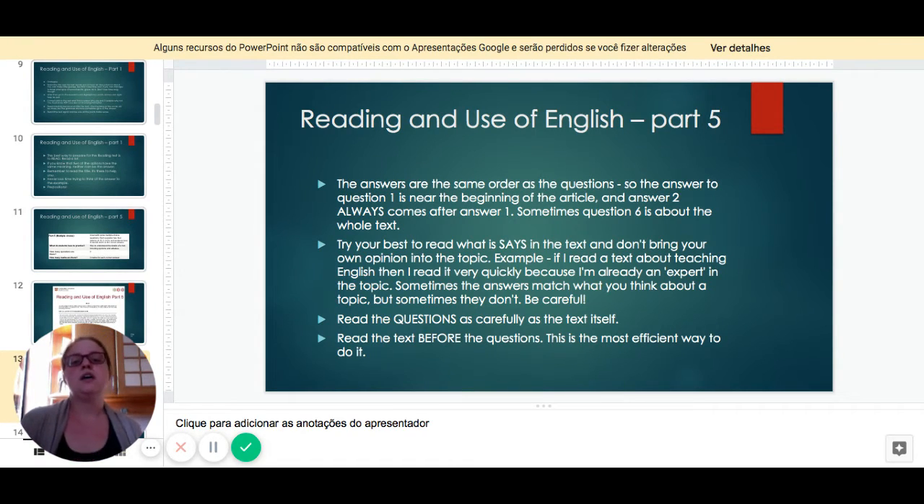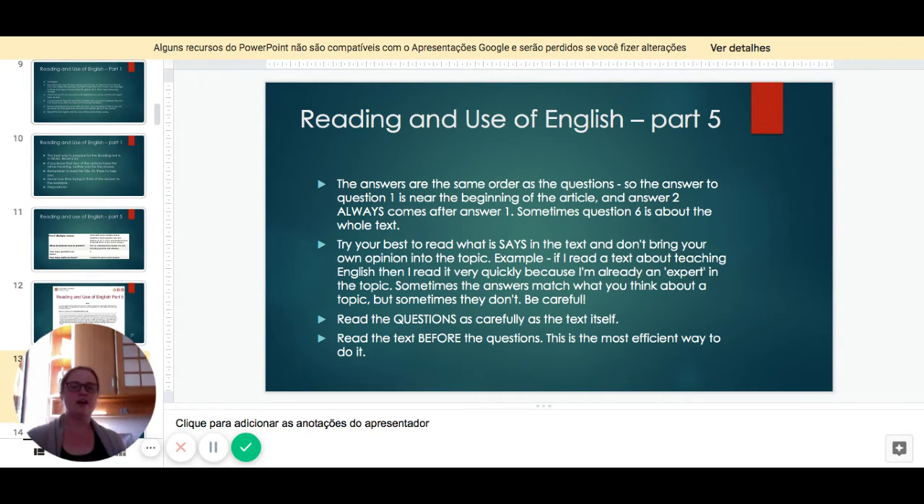Okay. It's very difficult in the case of these texts because sometimes they induce you to talk about your own opinions. The answers have a range of opinions that are possible. And that's very dangerous because you must talk about what the text is saying, not what you think about that. Okay. You have to read the questions as carefully as the text, and read the text before.